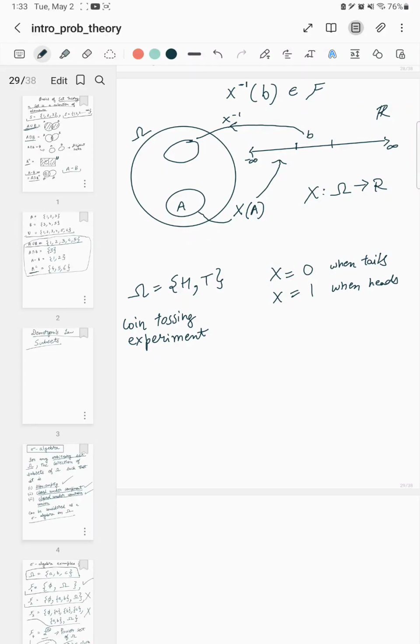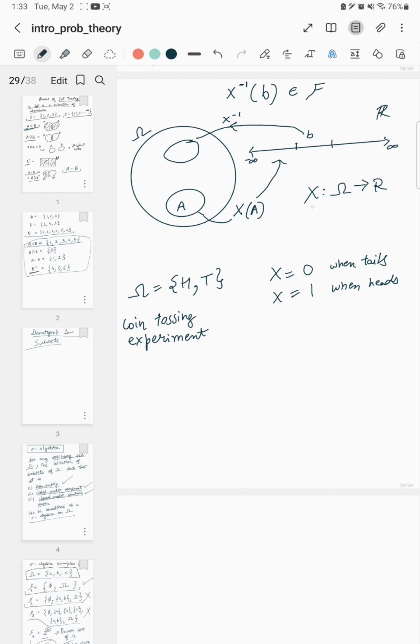Hello everyone. In the previous video, we had seen the definition of a random variable from a pure math perspective, from a probability theory perspective. Now it's time to understand it in a more clear way by using an example. So I have a visual representation of a random variable.